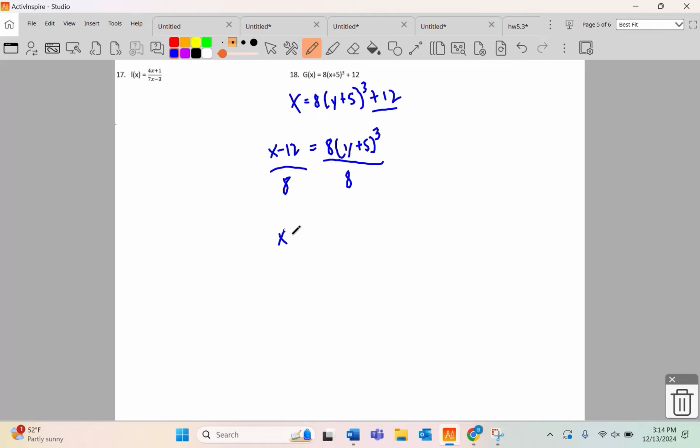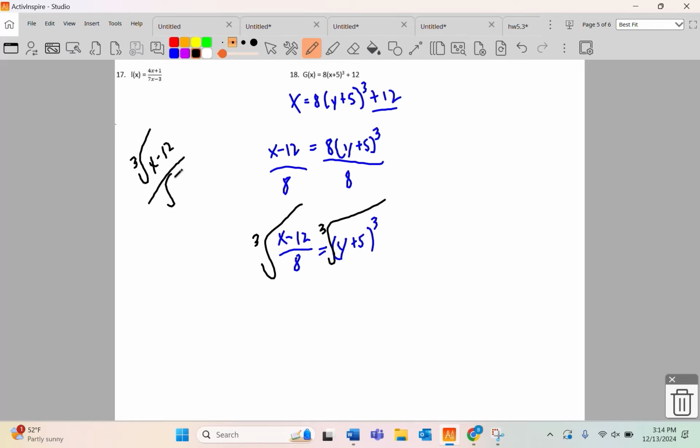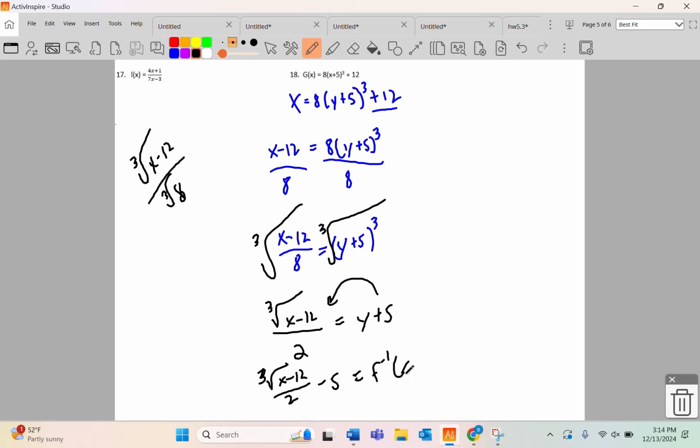Cool. So now we have this, x minus 12 sitting pretty over an 8 is y plus 5 all cubed. The opposite of a cube is and always will be a cubic root. Now, remember Milbrath taught you, even though you didn't want to learn it, that you could break up a radical fraction into two distinct pieces. Turns out the cubic root of 8 is 2. So up top we have cubic root of x minus 12, and this is now equal to y plus 5. We're going to shift that 5 over. Cubic root of x minus 12 over 2 minus 5, and there is your inverse function.